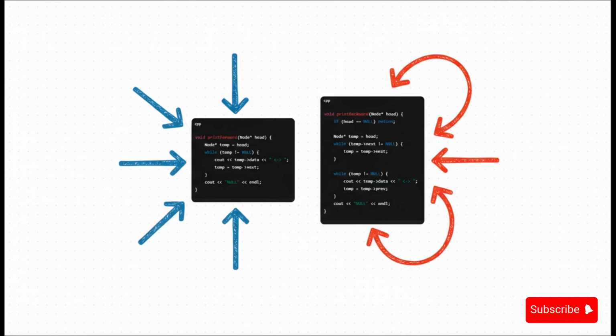This is where the magic happens. We jump to the end of the list, and then we just follow the prev pointers all the way back to the beginning. Try doing that with a singly linked list. You just can't, not efficiently anyway.